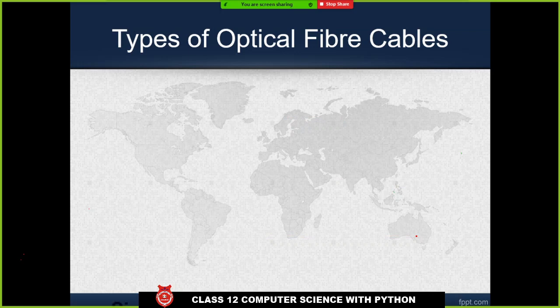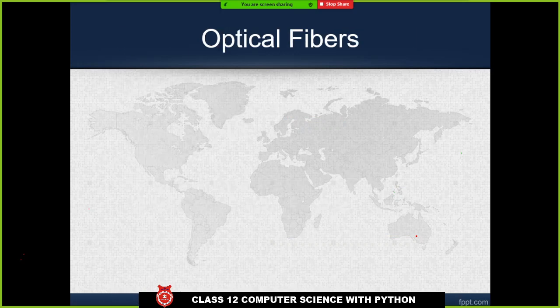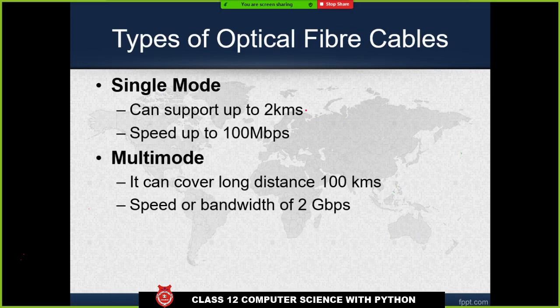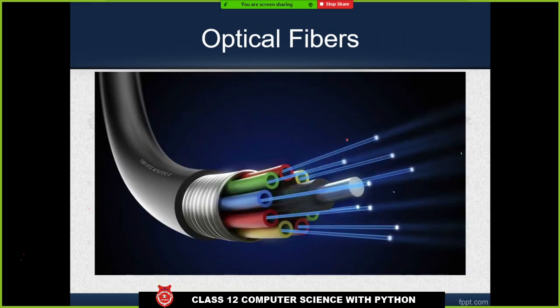Okay, and the different types of this optical fiber cable can support up to 2 kilometers, and the speed can be up to 100 mbps. But nowadays the advanced forms of optical cable can even support 300 mbps. Okay, the multi-mode can support up to 2 gbps and 100 kilometers also. All right, so optical fiber cables are used between country to country, between continent to continent also.